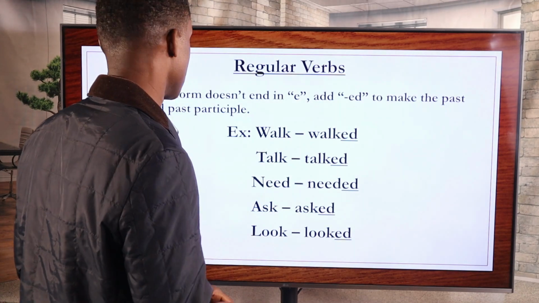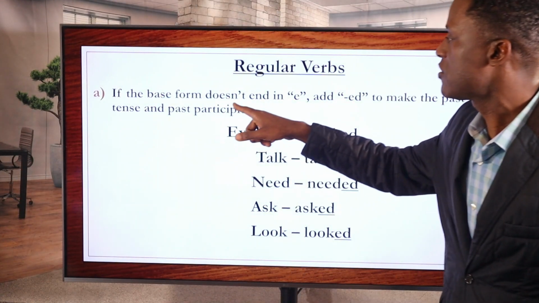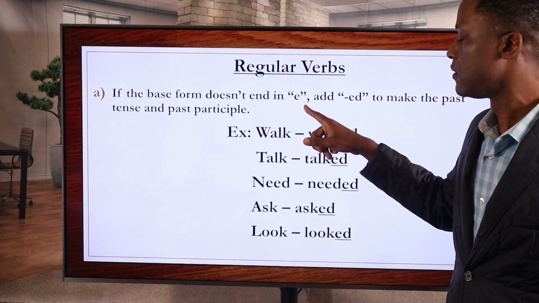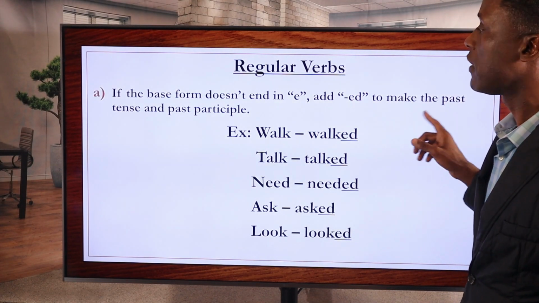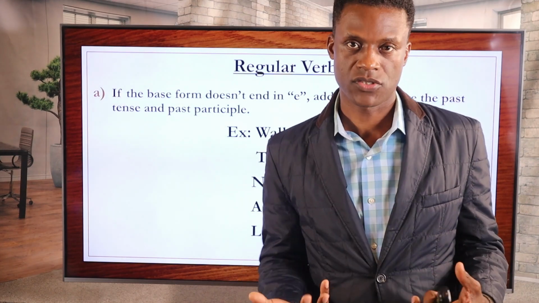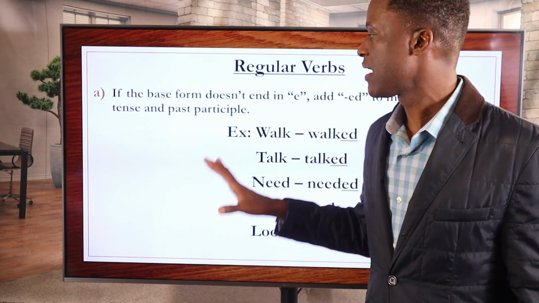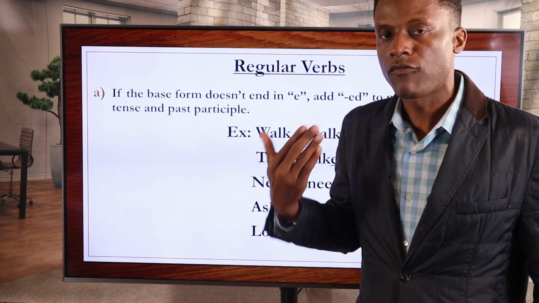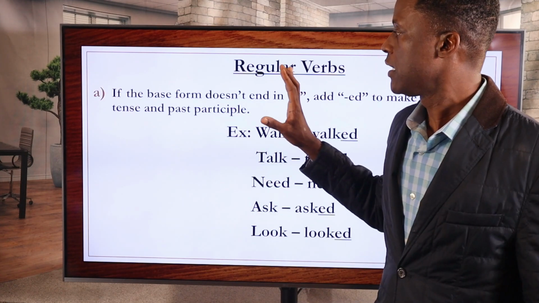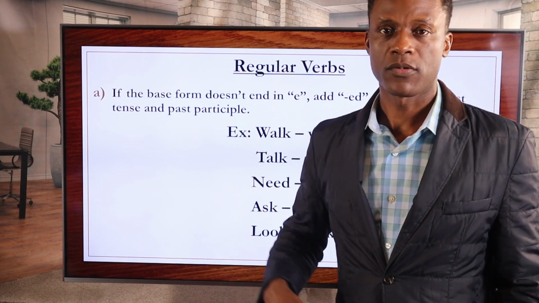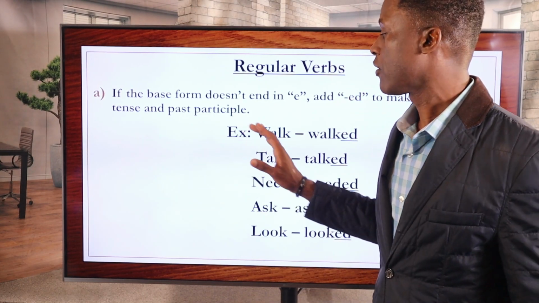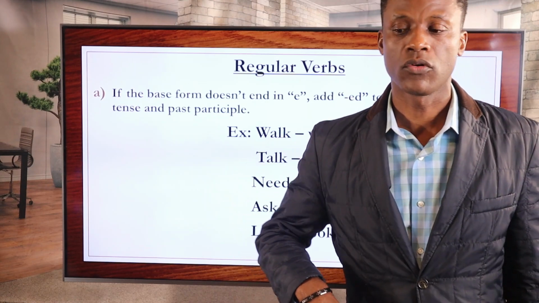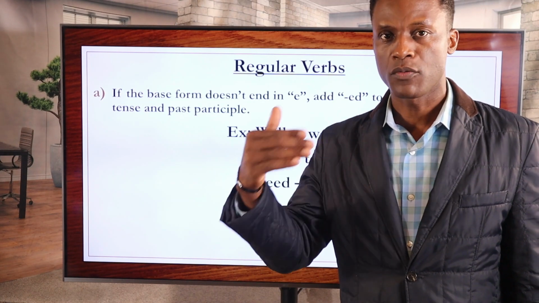So, here's what it does. First thing is, if the base form doesn't end in E, you add ed to make the past tense and past participle. So really, we focus on the past tense and the past participle of the regular verbs. We're not going to conjugate the entire thing anymore. We're going to just focus on the principal parts.